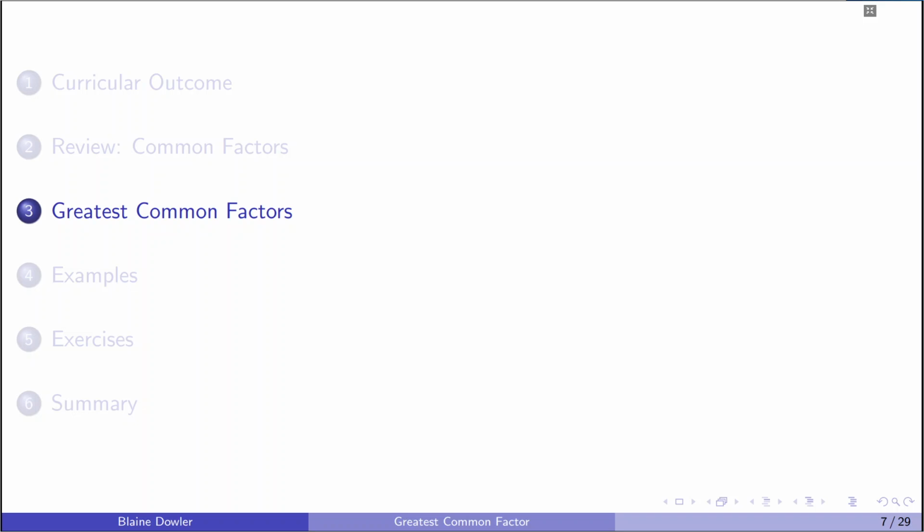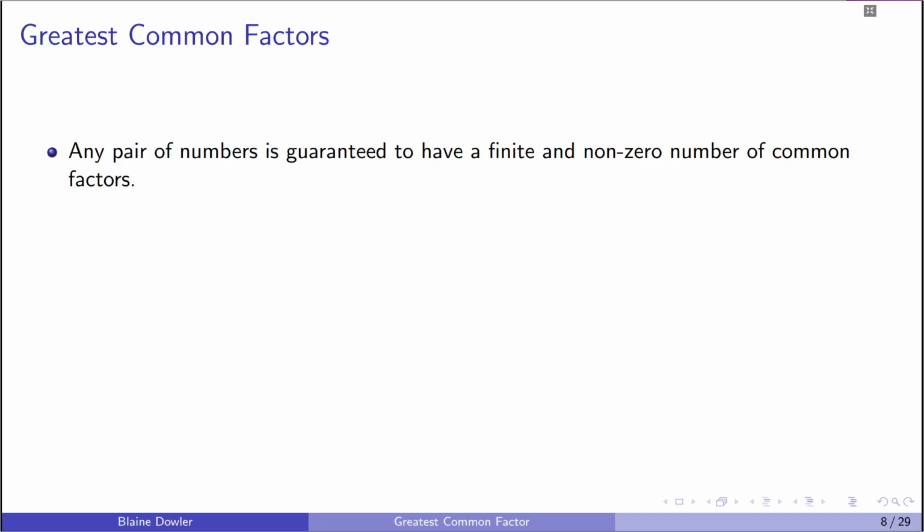Now we'll take a look specifically at the greatest common factor. Should be familiar from working with fractions over the years, but we're starting a new course. We're doing the review because it will be used in a new way this year. So any pair of numbers is guaranteed to have a finite and non-zero number of common factors. So at least one, could be many.